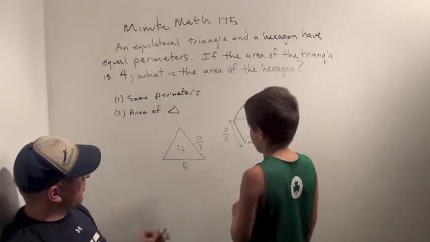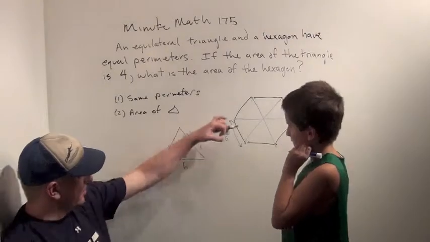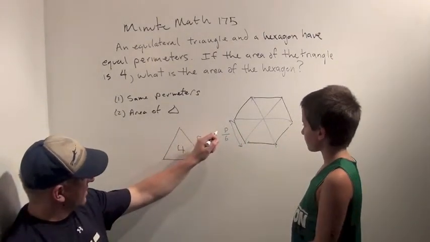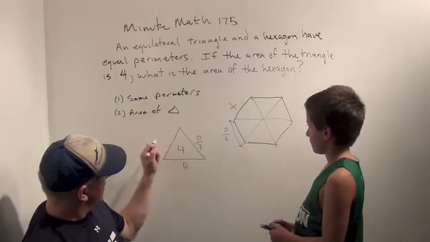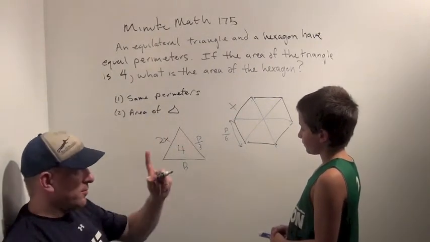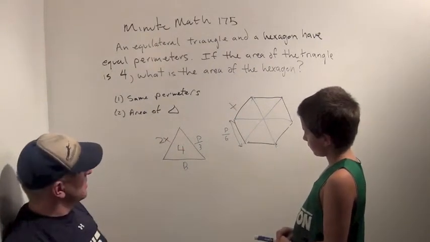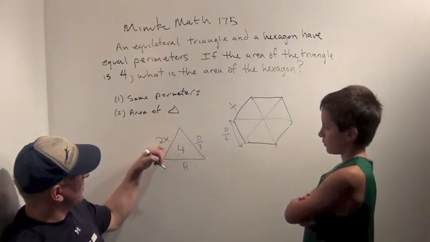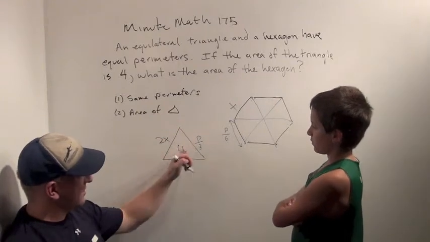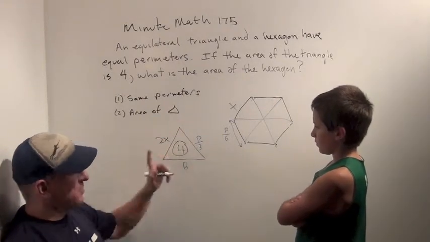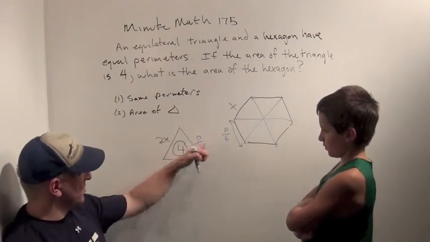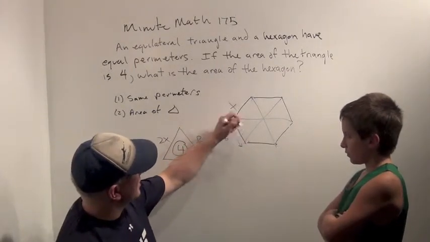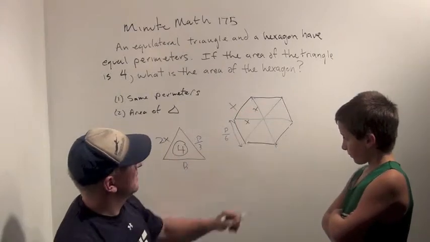So what's the side length of this triangle compared to the side length of this? It's twice as big. So if this is x, this is 2x. Now, challenge question. I have a triangle with sides 2x, 2x, 2x, and that area is 4. What's the area of a triangle whose sides are x, x, and x? What do you think?